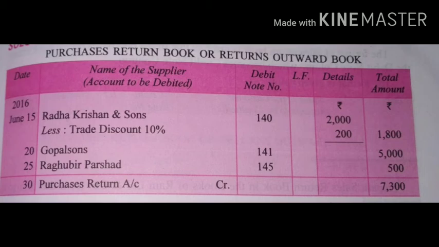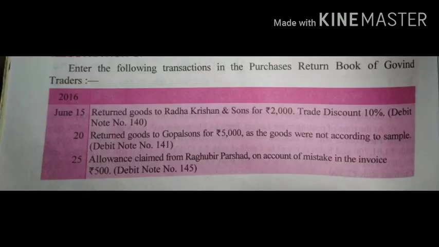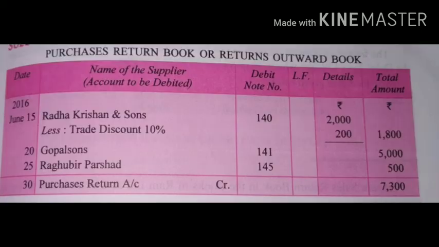Okay, allowance claimed from Raghuveer Prasad on account of a mistake in the invoice, rupees 500, by debit note number 145. Because there is some mistake in the invoice by 500 rupees, it means an extra amount has been shown. So for that also, in the purchase return book we will debit Raghuveer Prasad.